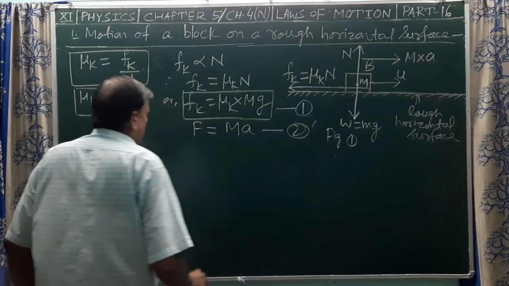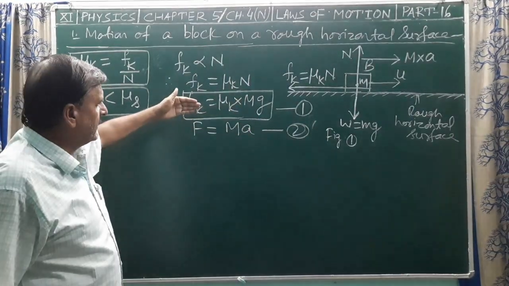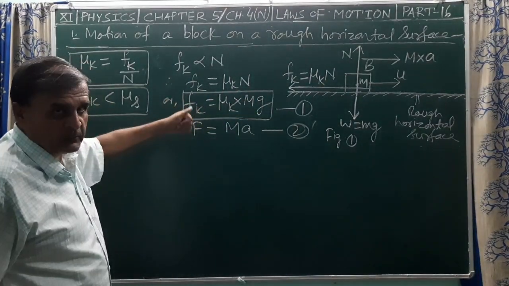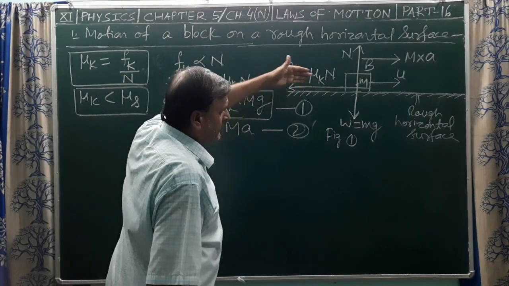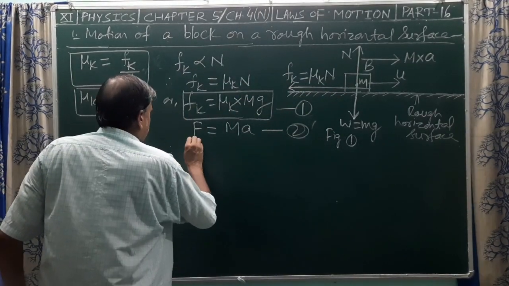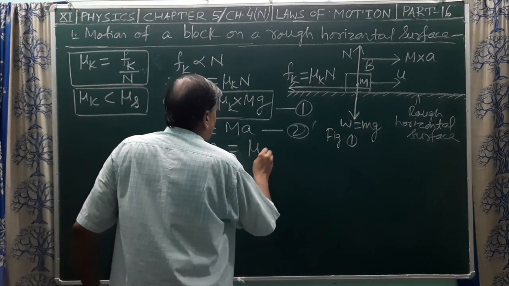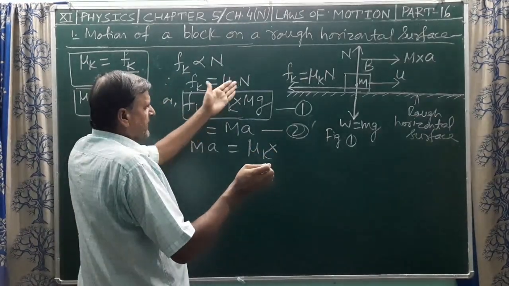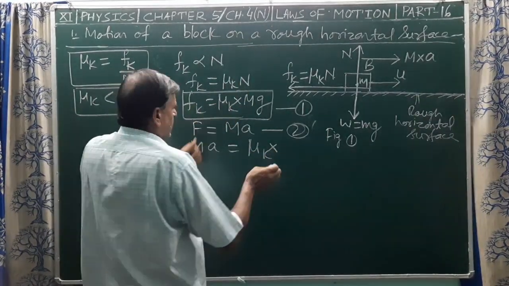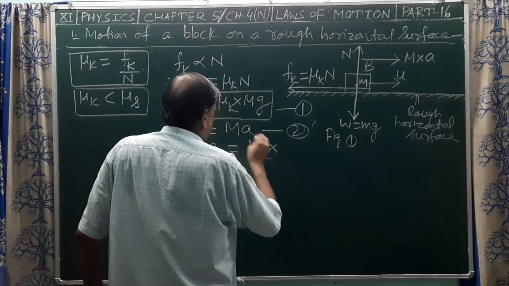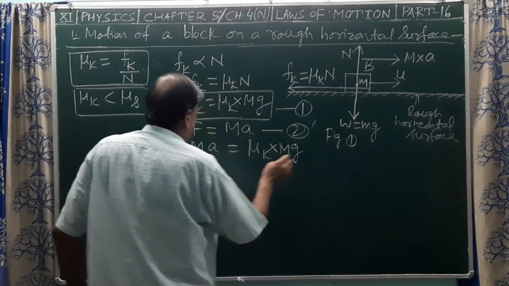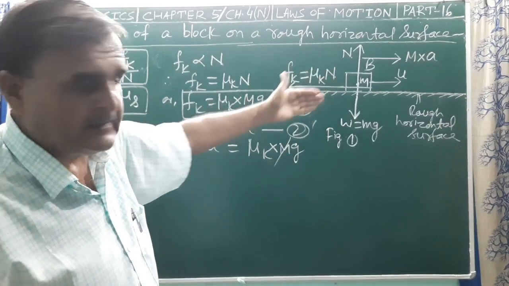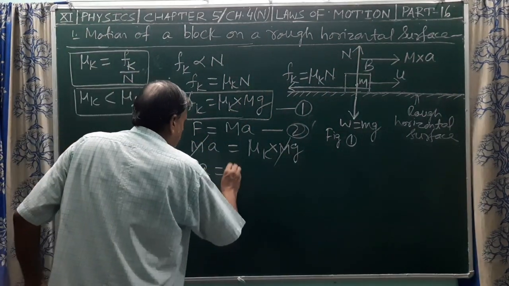Suppose it is equation number 2, and this force m into a counterbalances or overcomes the opposing kinetic friction force, which acts in the opposite direction to the motion of the block. So we can write m into a equals the force of kinetic friction Fk, and Fk is equal to mu k into n, and n is equal to mg. So Fk is equal to mu k into mg. So m into a is equal to mu k into mg. m will cancel out on both sides. Therefore, the acceleration of the block on the rough horizontal surface is a is equal to mu k into g.